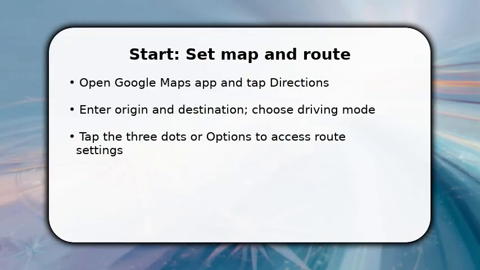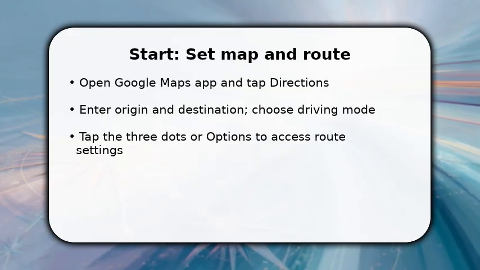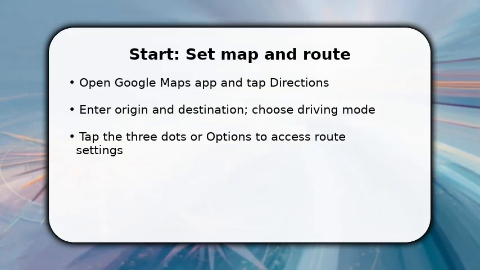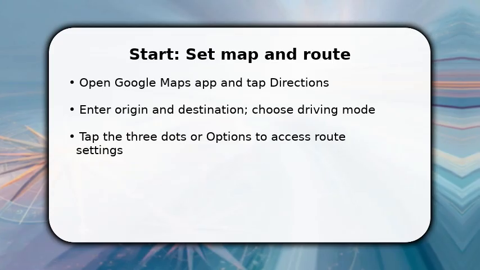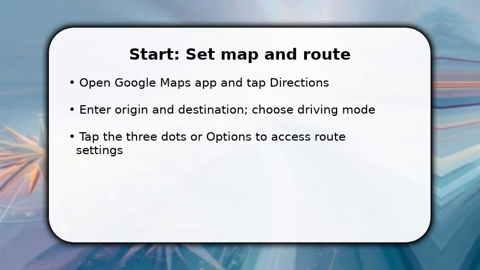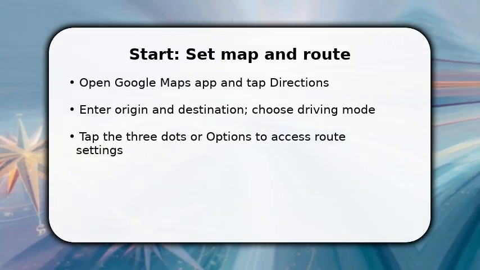You start by opening Google Maps and entering both origin and destination. This sets the route context. Once done, tap directions and make sure driving is selected so toll options appear.